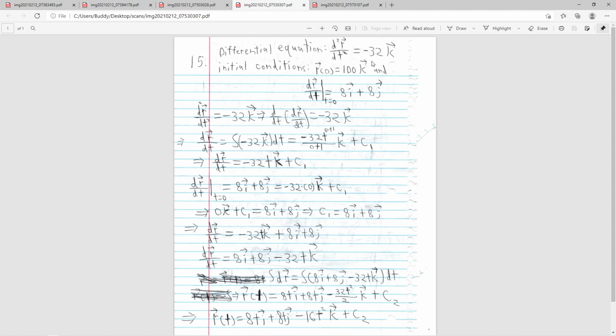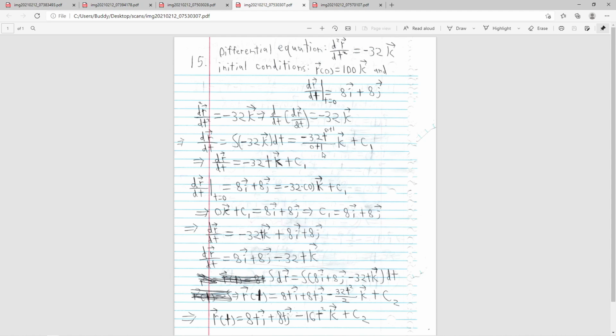It's a relatively simple one. Negative 32k is pretty simple, second derivative still. So you integrate. Technically, it's d/dt of dr/dt. Then you integrate dr/dt, which is equal to the integral of negative 32k, which equals negative 32t to the 0 plus 1 divided by 0 plus 1, so it's just divided by 1 in the end. Negative 32t divided by 1, which is negative 32t.